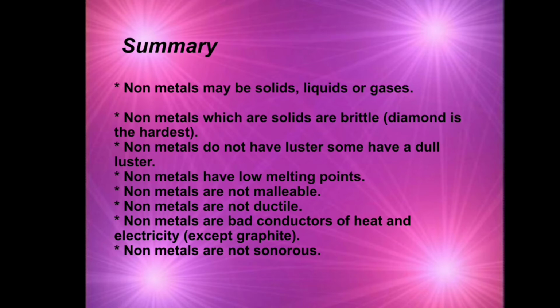Let us summarize non-metals. Non-metals may be solids, liquids or gases. Non-metals which are solids are brittle, that is, diamond is the hardest. Non-metals do not have luster, some have a dull luster. Non-metals have low melting points. Non-metals are not malleable. Non-metals are non-ductile. Non-metals are bad conductors of heat and electricity except graphite. And at last, non-metals are not sonorous. That is, they do not produce sound.